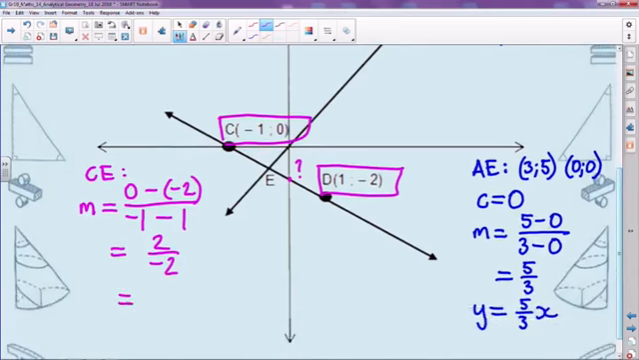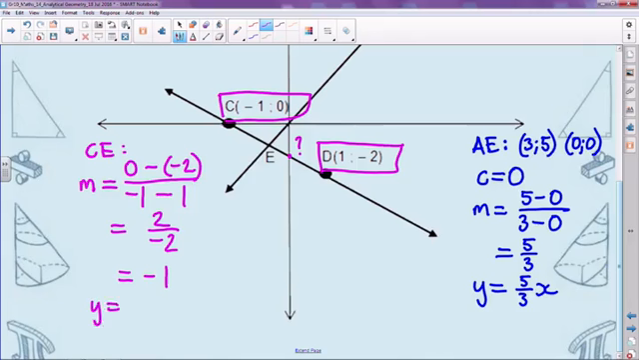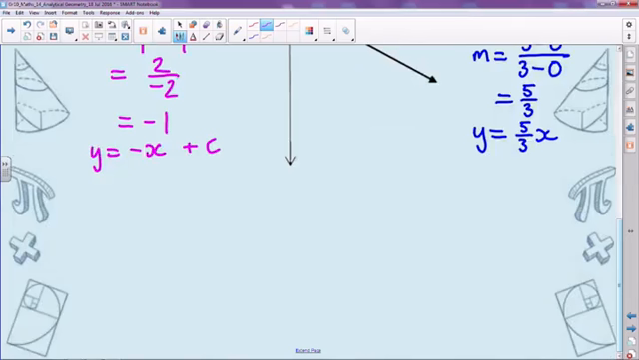It's going to be equal to -1. So now I have a formula for the line, which is y equals -x plus, I don't know, let's find out what that is. And how can you find it? You can find it by substituting one of the points.